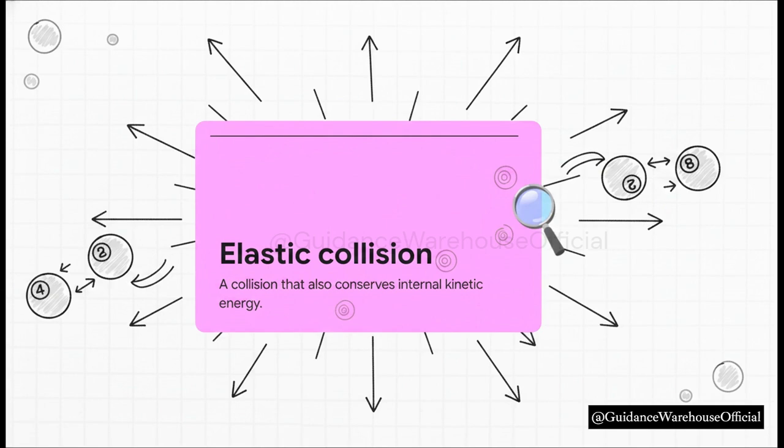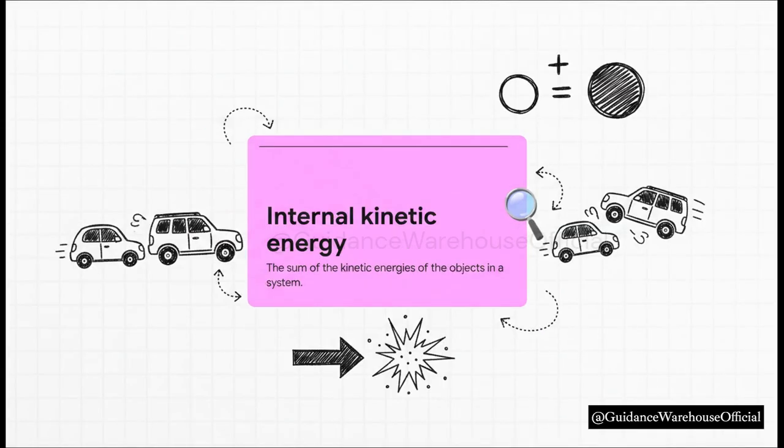For those of you taking notes, conserving means literally nothing is lost. No energy lost to heat, no energy lost to a loud bang, and no energy lost to crumpling metal. The energy before the crash perfectly matches the energy after the crash. And that brings us to our next big definition, internal kinetic energy. This is the sum of the kinetic energies of all the objects in a system.